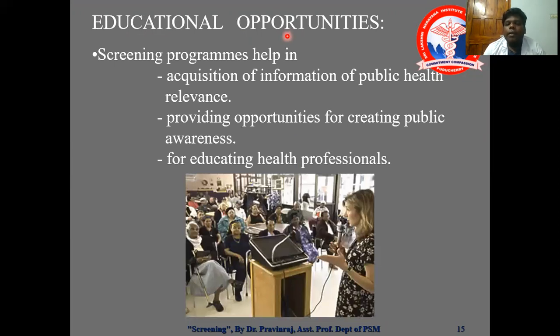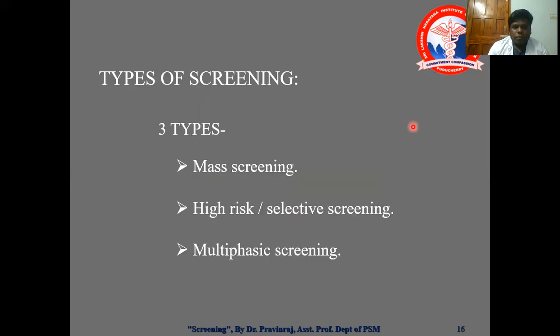Other thing is educational opportunities. By doing screening, we can know which disease is a public health important disease. We can concentrate on that particular disease, and we can educate the common public, and not only the common public, we can educate health professionals also. Another thing is we can create public awareness. So these are the uses that we have seen.